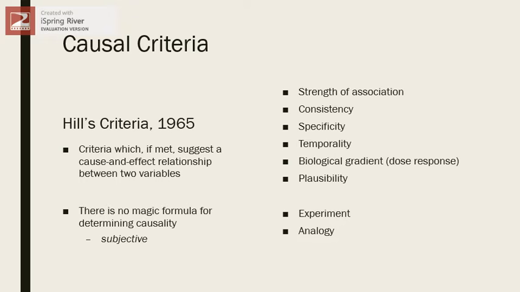What if the relationship between the two variables meets 4? Well, there's no magic number. It's very subjective. And so, even though it's pretty much agreed that smoking causes lung cancer, there's still no magic formula. We are for sure confident because of this. It's a subjective process. Here are the 9 causal criteria. We're going to go through these one by one.